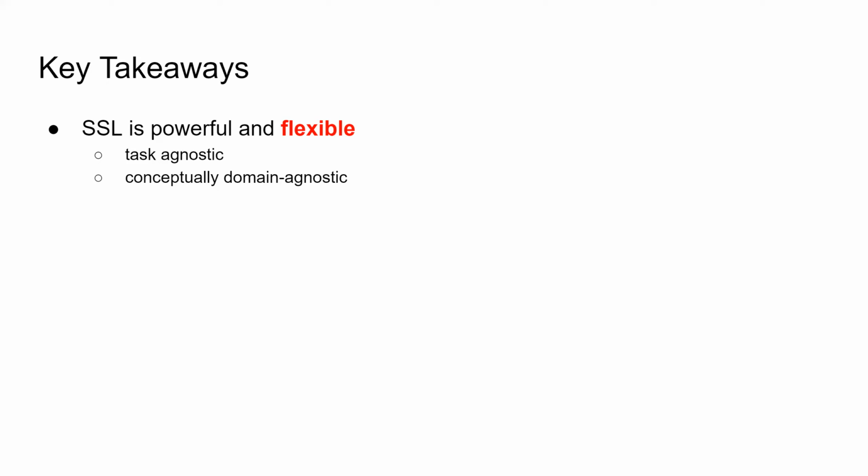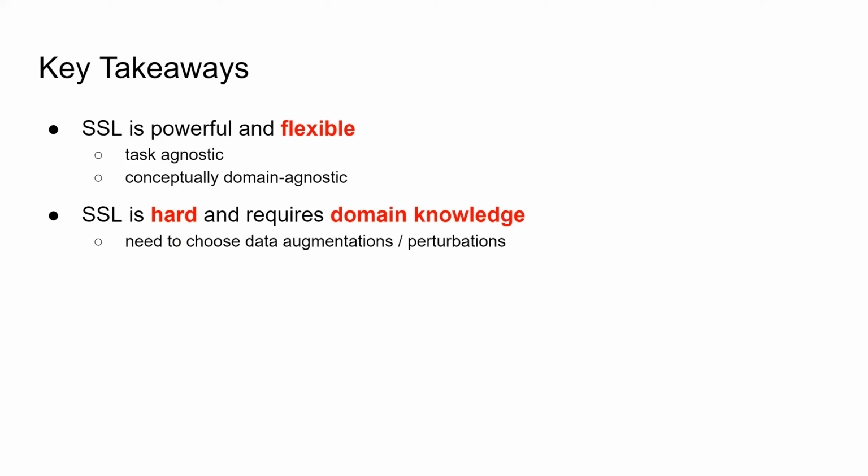However, while conceptually the architectures are kind of domain agnostic, building a good SSL model is very hard and requires a lot of domain knowledge. Why? Because the data augmentations or data perturbations that you use are very much domain specific. And as you might have guessed, they play a key part in making self-supervised learning work. Without good augmentations, you won't get good results.